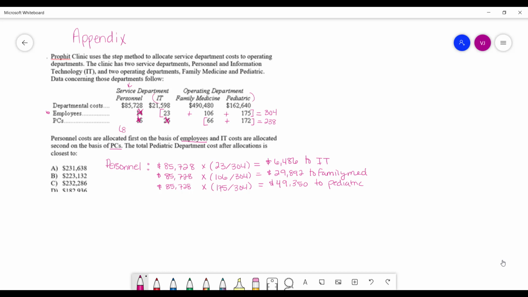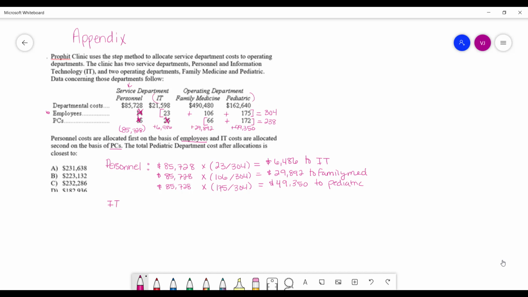So all of this 85,728 is no longer part of that department. We subtract that out and it gets added based on our calculations here. IT department will get 6,486 of that. Family medicine will get 29,892. And the pediatric department will get 49,350. Next is the IT department.